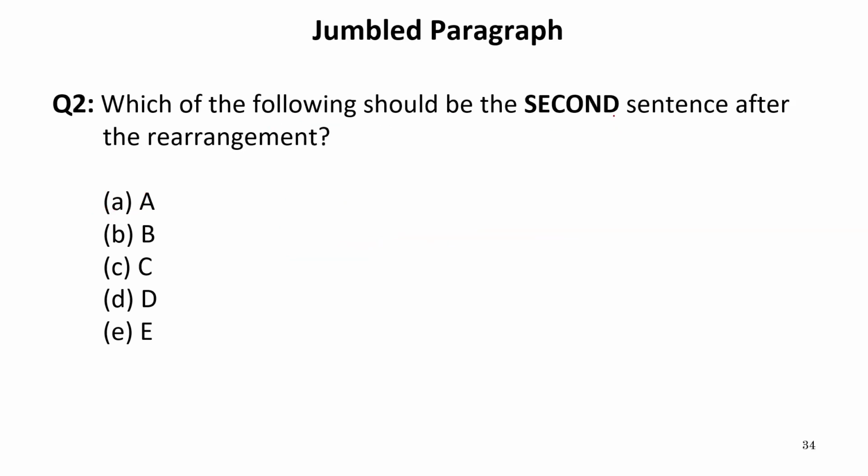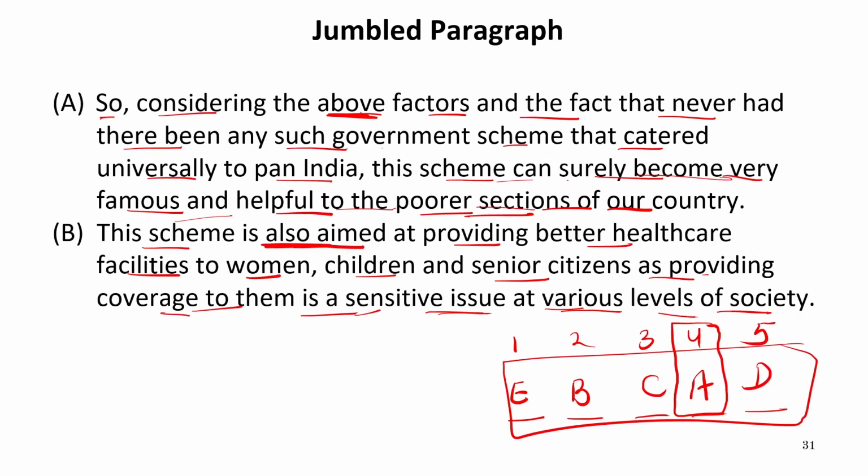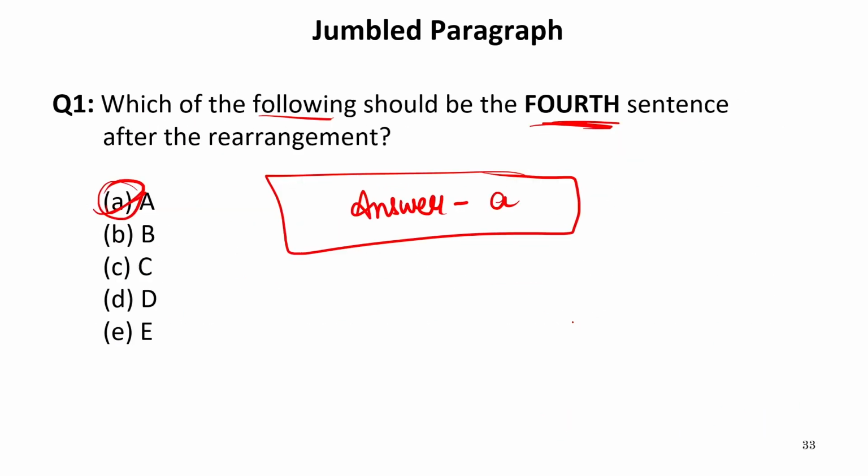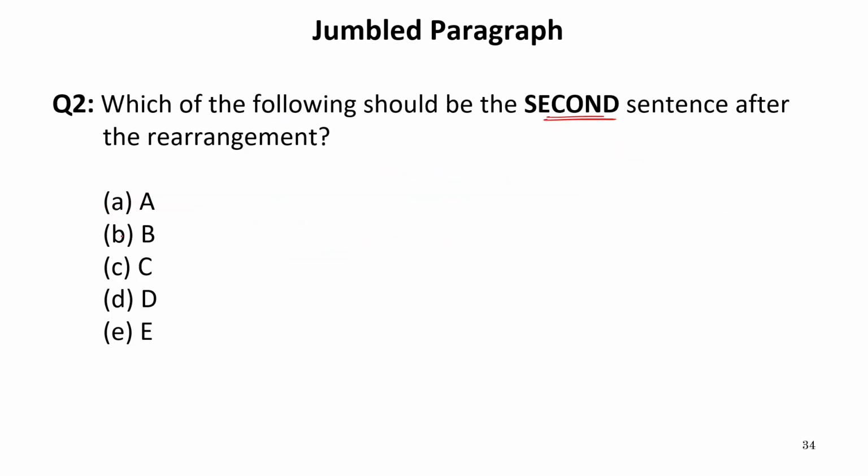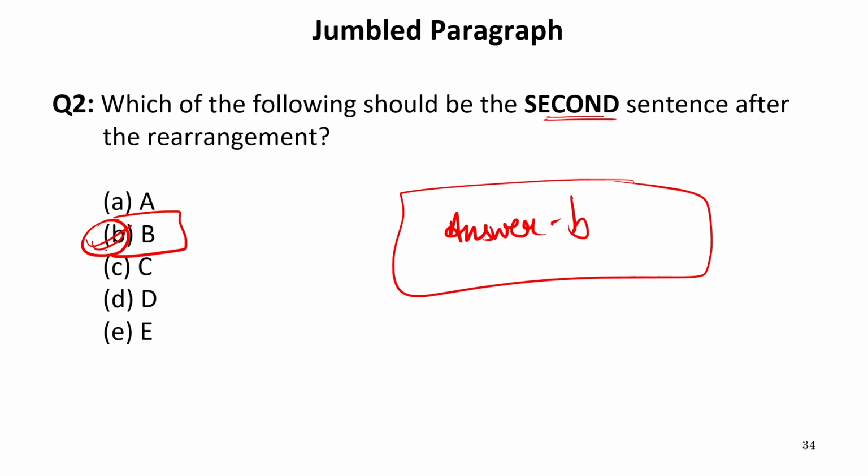Now, which of the following should be the second sentence after rearrangement? Now, we have been asked about the second sentence. So, let us see the second sentence. Second sentence is B. So, let us see it in the options. It is obviously in option B itself. So, our answer is B, because B sentence is written in option B only.